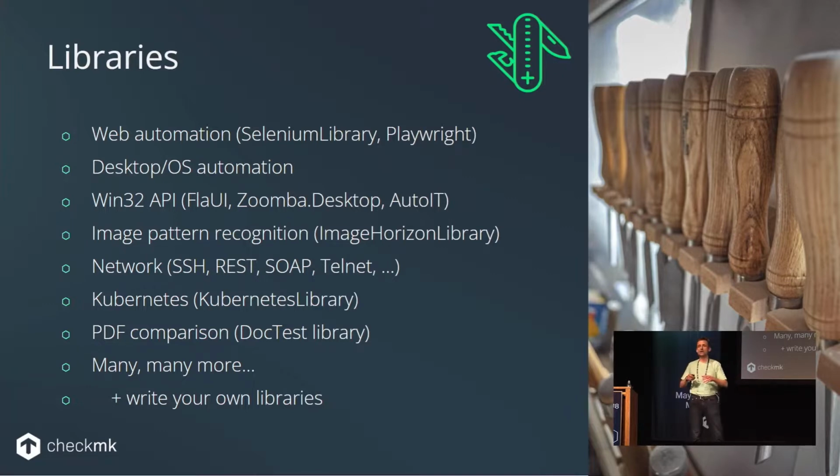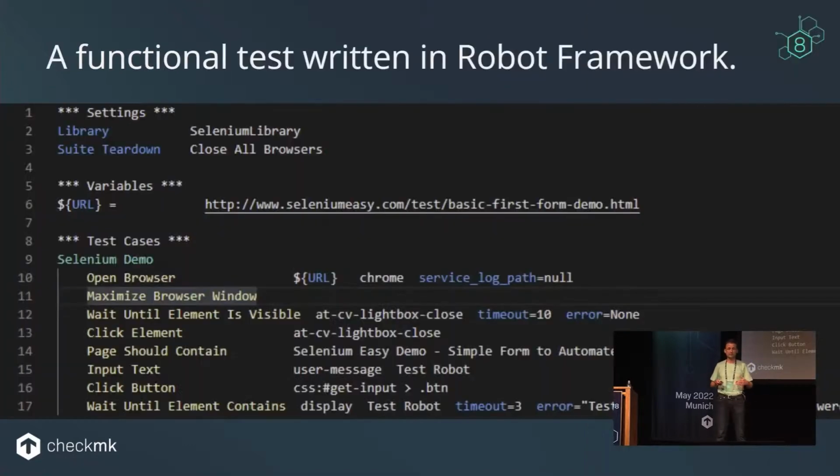And for the case that you have a special use case, which is not covered by any of these libraries, you can write your own library in Python. So you see that Robot Framework is a real Swiss Army knife and can do a lot of things for you. The same code as we have seen before in Python could be written in Robot Framework like this.